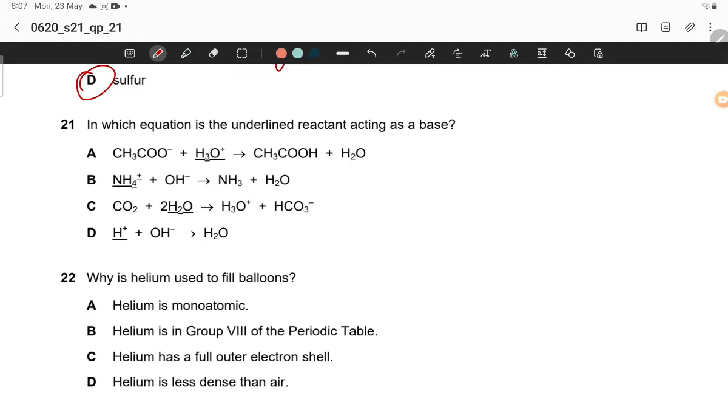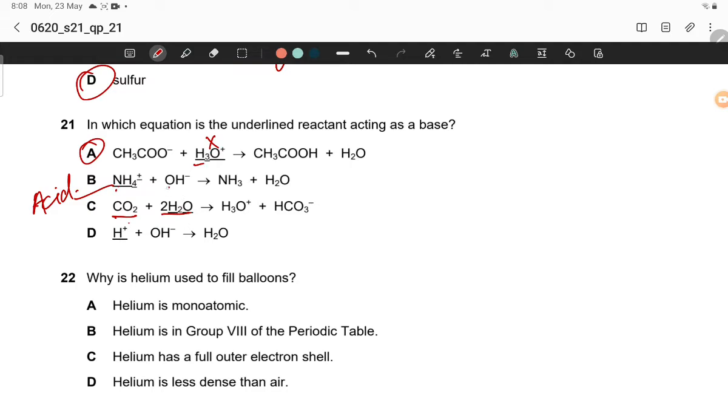In which equation is the underlined reactant acting as a base? Acting as a base, underlined. This is an acid because this is a proton donor, so it is incorrect. Ammonium is an acid, because again hydrogen is a proton donor.